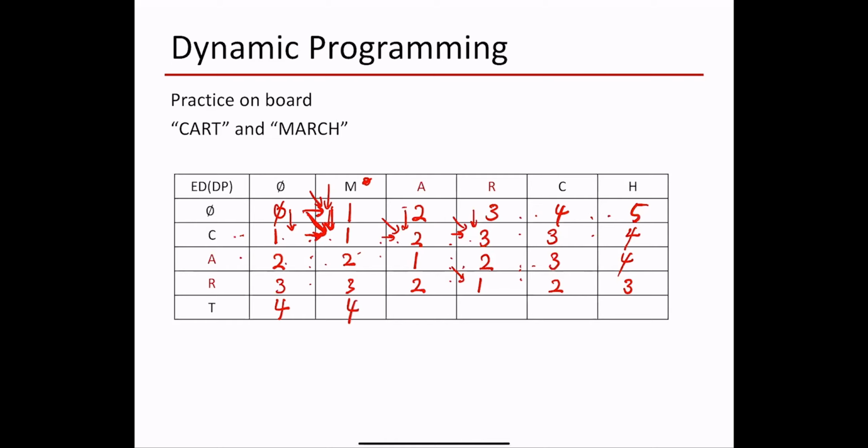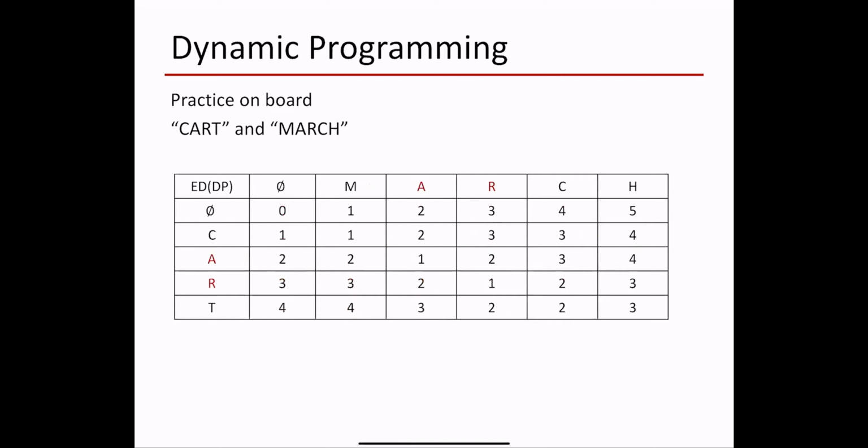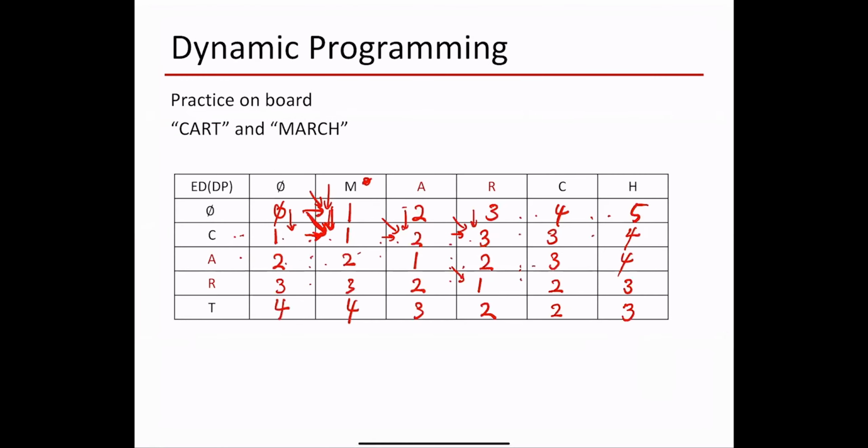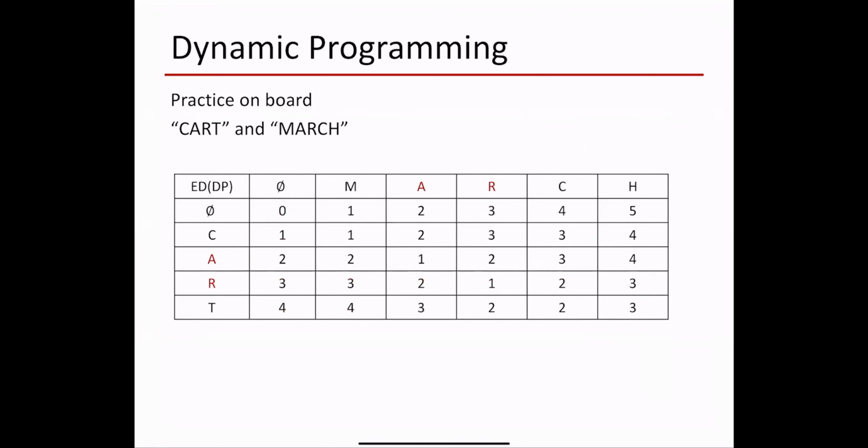M and P doesn't match. M and R doesn't match. C and T doesn't match. H and T doesn't match. Okay, so the result is the final value of this guy. Okay, so this is the result. What a human can do: I can replace A to C to M, or replace it and adding.